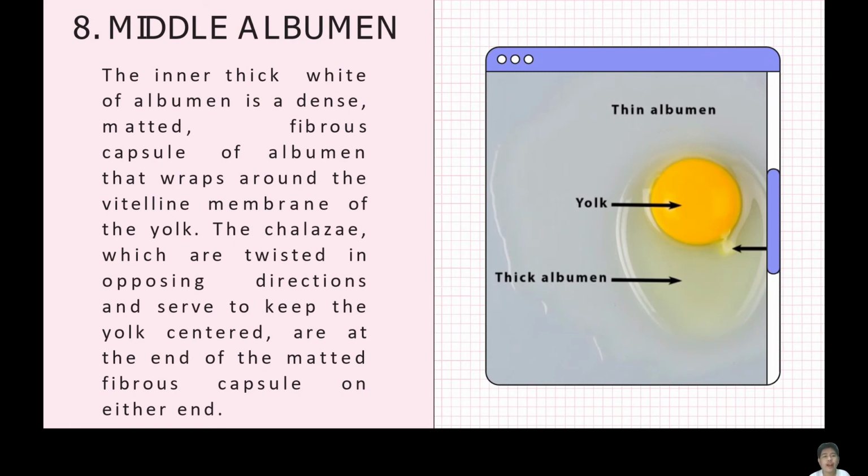The inner thick white of albumin is a dense, matted fibrous capsule of albumin that wraps around the vitelline membrane of the yolk. The chalaza, which are twisted in opposing directions and serve to keep the yolk centered, are at the end of the matted fibrous capsule on either end. So the middle albumin is the inner thick white of albumin, a dense, matted, fibrous capsule of albumin that wraps around the vitelline membrane of the yolk. So this is the thick albumin.